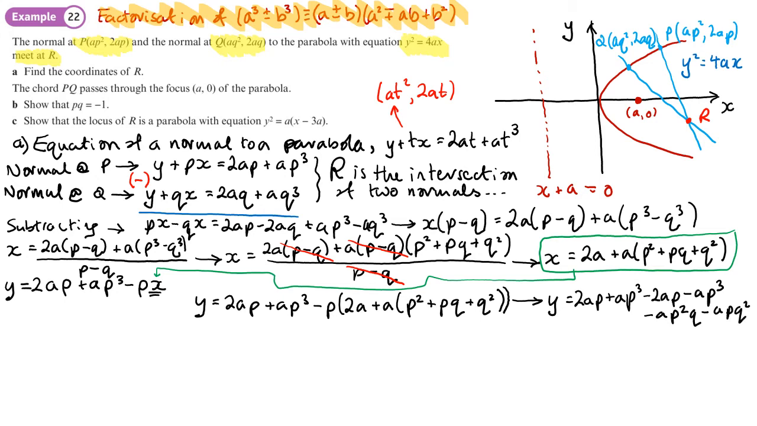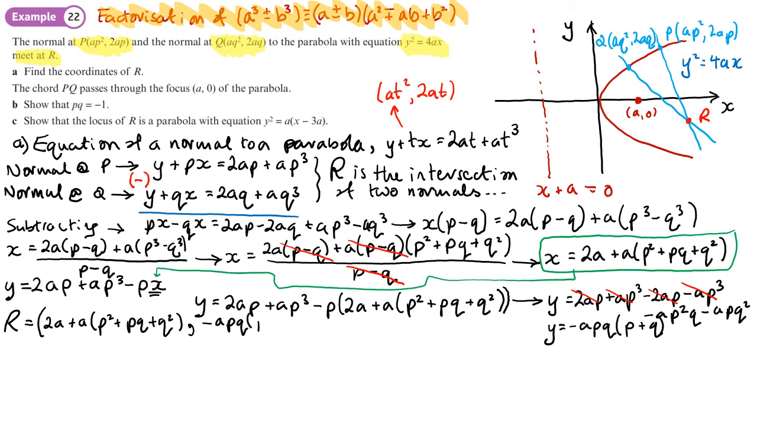Now what will happen is these will cancel out like that, and with what I've got left here for y, I can factorize those last two terms. I can take out minus apq, and then in brackets I'll just be left with p plus q. Right, so that leaves my final coordinate. R will equal my x coordinate, which is this, 2a plus a(p squared plus pq plus q squared), comma my y coordinate, which is minus apq and then (p plus q).